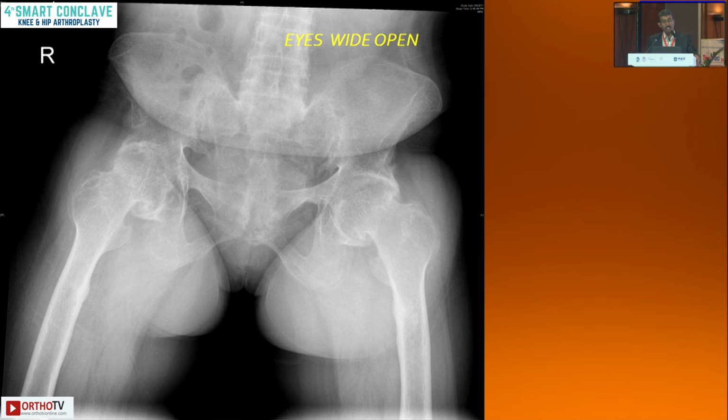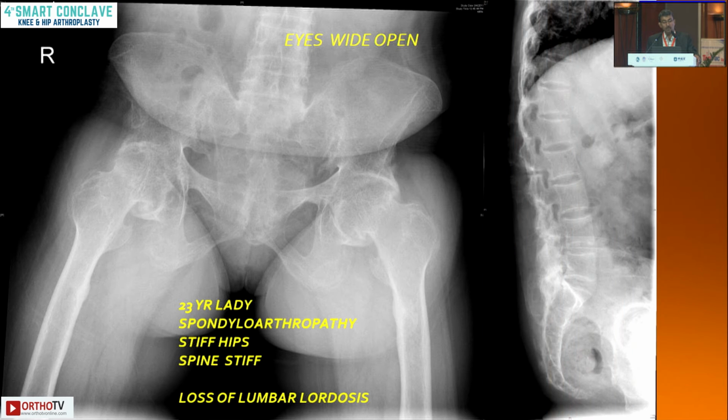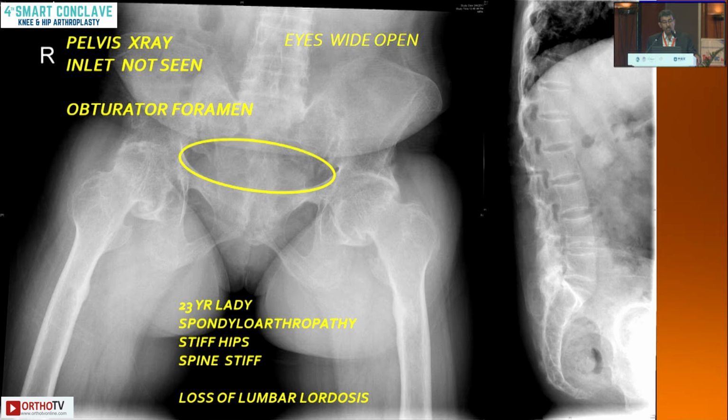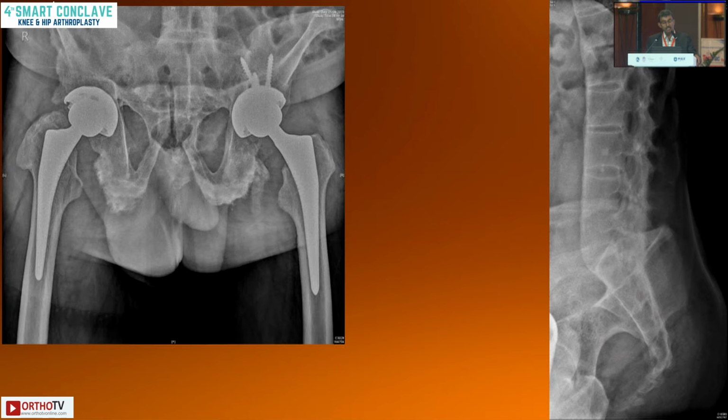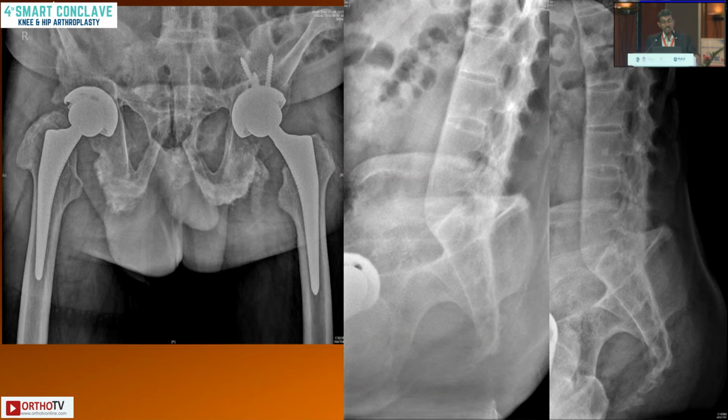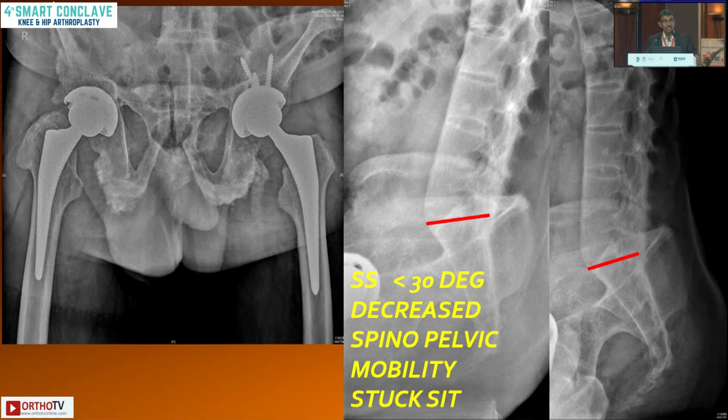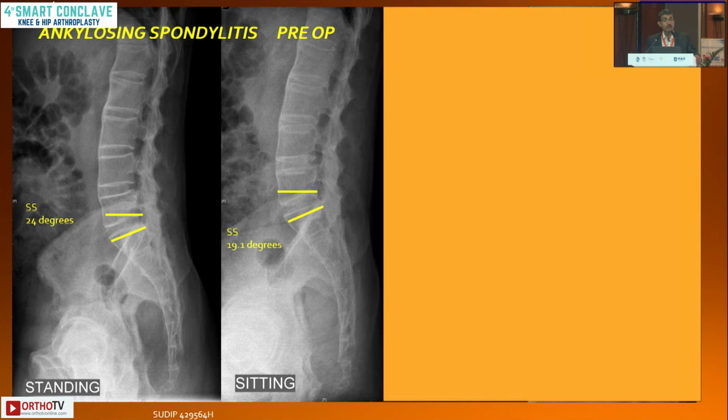Now, like we said, here in a typical AS, the eyes are wide open. This is a spondyloarthropathy lady who underwent a THR, and if you look at it, this lady underwent a bilateral THR. On follow-up, look at the typical spine change from sitting to standing even post-op. That is because the spine and the pelvis have fused as a unit, and there is no spinopelvic mobility available, so it's relatively unchanged even after THR, although the patient is functionally much, much better.